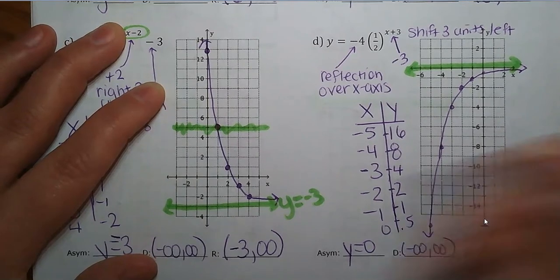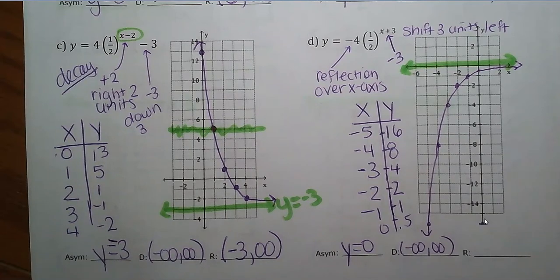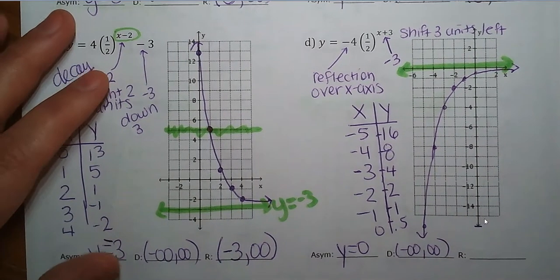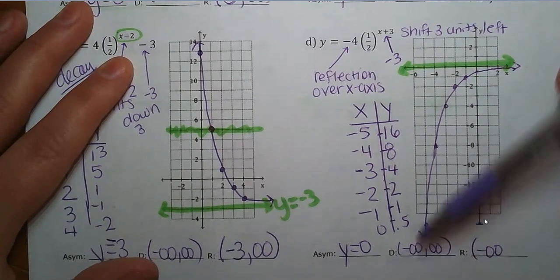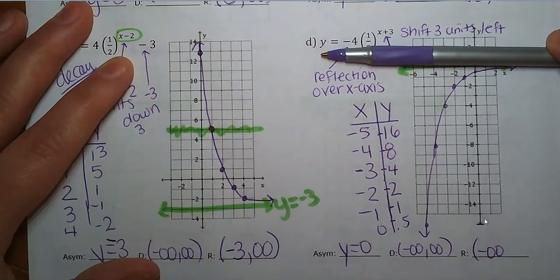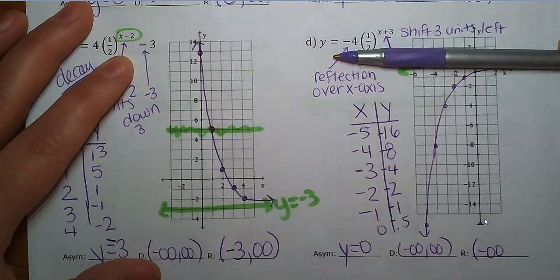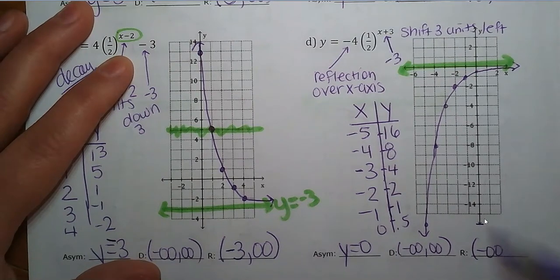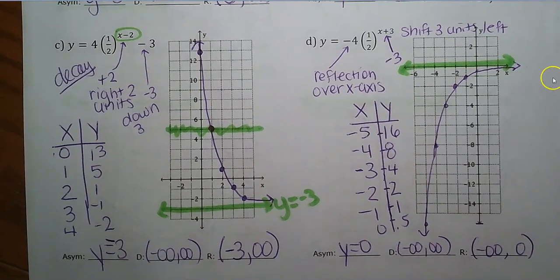Domain for every single one of these, doesn't matter which direction it flips, is going left and right forever, so negative infinity to infinity, whole interval. Now here, the range. This is pointed down, so the lowest value would go to negative infinity, and then it's bounded by the asymptote, so you're not going to touch anything above that asymptote, which is at 0, so it'd be negative infinity, comma 0. Again, a parenthesis, not a bracket, because you get really close to an asymptote, but you never touch it, never go over it.